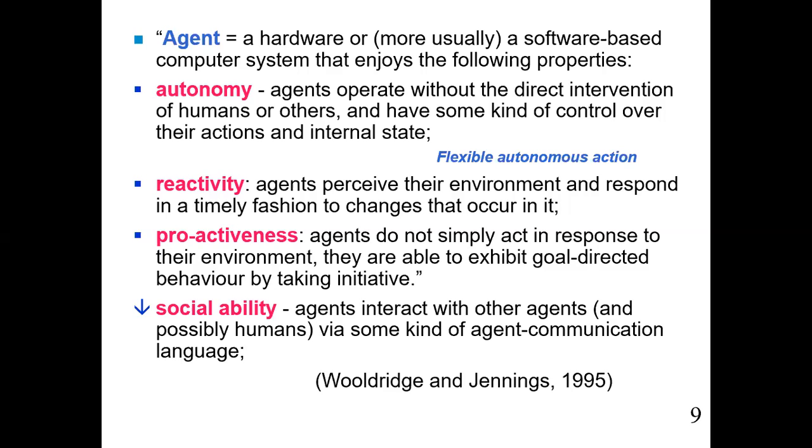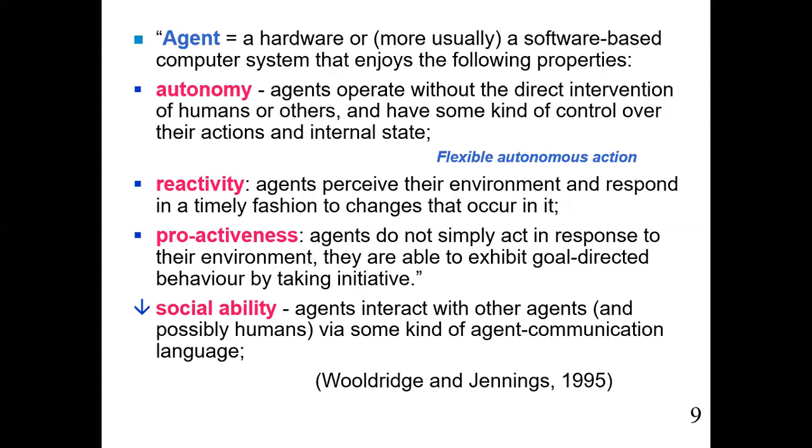So according to this guy, an agent being proactive means that it's not waiting for instruction, but will do what it's supposed to do by taking the initiative. This is not easy if you want to build software with proactiveness, reactivity, and autonomy. And then the social ability: agents interact with other agents and possibly humans via some kind of agent communication language. It means the agents have a kind of social ability, so we can communicate with each other. It's not only on its own, but we can communicate via an agent communication language.